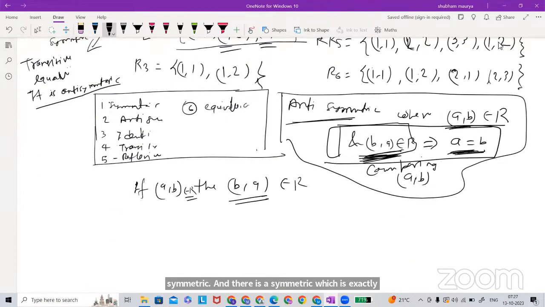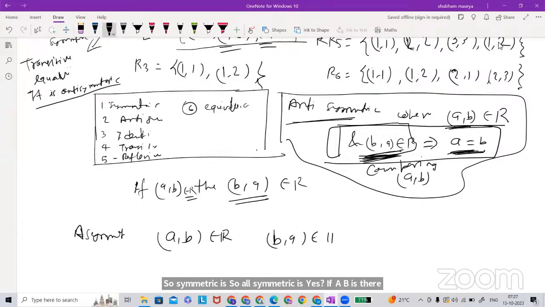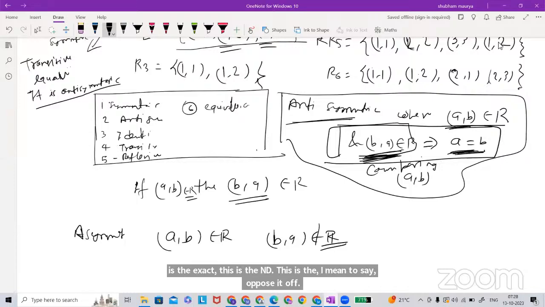Asymmetric says if AB is there, then BA could not be there. This will never happen. If AB is there, then BA will never be there. This is meant to say the opposite of symmetric. So asymmetric is the exact opposite.